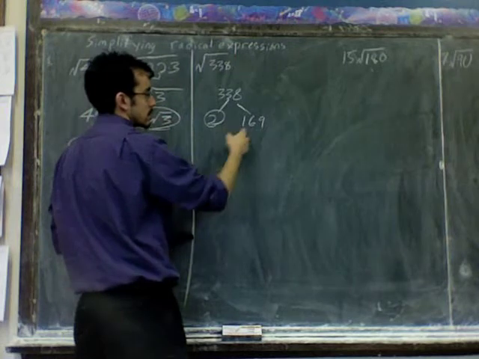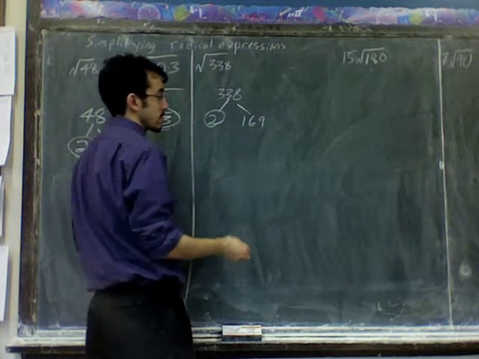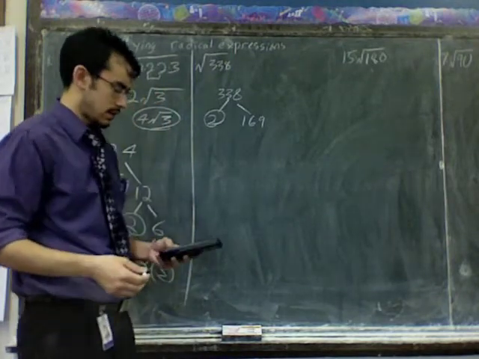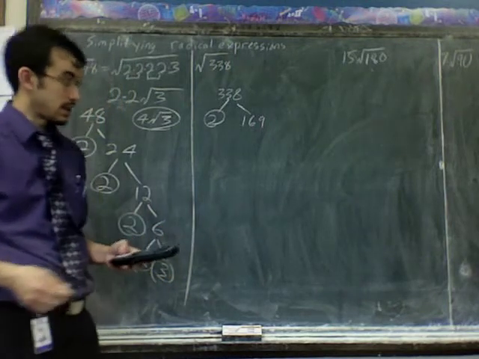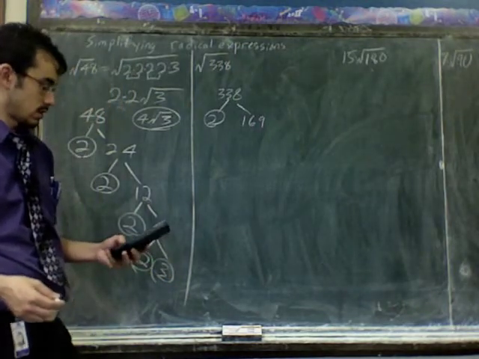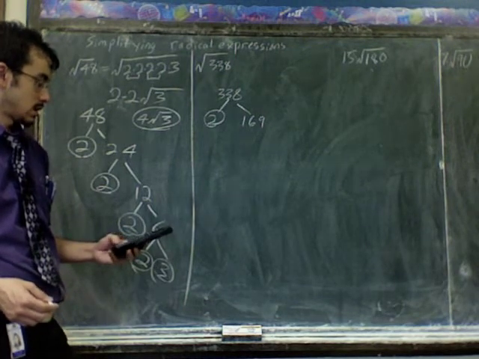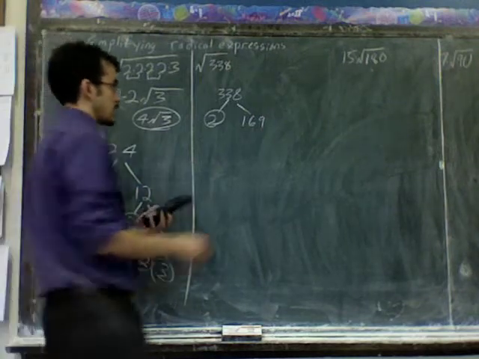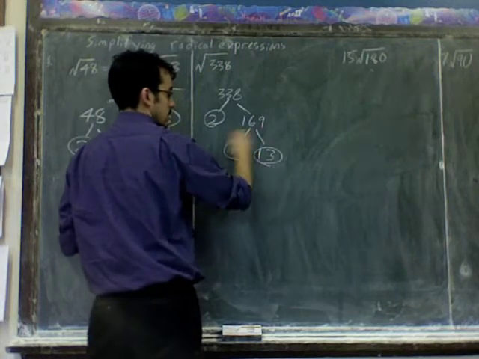Is it divisible by 3? Let's see. 1 plus 6 is 7. 7 plus 9 is 16. 16 is not divisible by 3. It's not divisible by 4. It's not divisible by 5, 6, maybe 7. Divisible by 7? No, it's not divisible by 7. I try 8, doesn't work. 9 doesn't work. 10 doesn't work. 11 doesn't work. 12 doesn't work. But finally I get to 13, and it does work. And when I divide it by 13, I get 13.